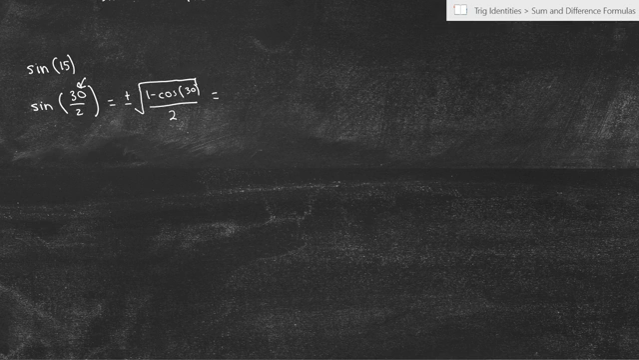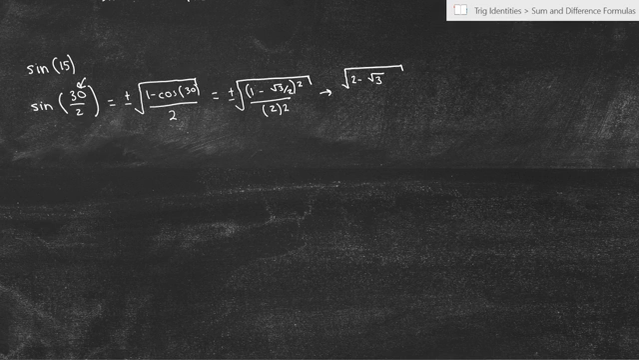Alright, let's simplify this a little bit. We're going to get plus or minus the square root of 1 minus cosine of 30, which is root 3 over 2, all over 2. At this point this answer is correct, but a lot of teachers are going to want you to simplify. So I would multiply both the top and the bottom by 2. I'm going to individually take the numerator and denominator square root. We get 2 minus just the square root of 3 on top, because we did 2 and then it's divided by 2.